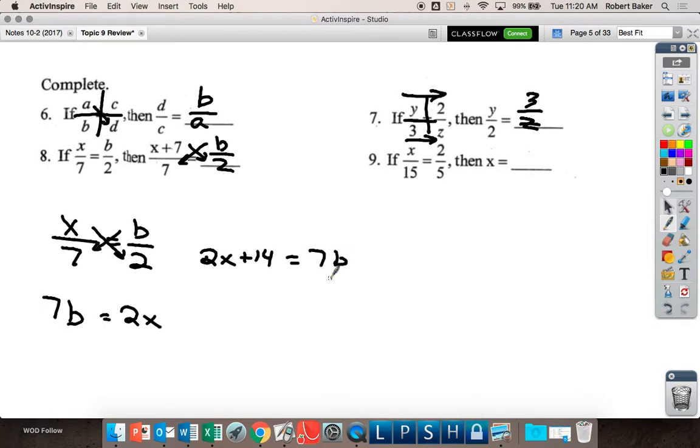Well, what am I? Is the equation balanced? So what do I need? I need it to be 7b plus 14, right? So you can achieve that by doing this. Now 7 times b is 7b, and 7 times 2 is positive 14. So the cross product's balanced.